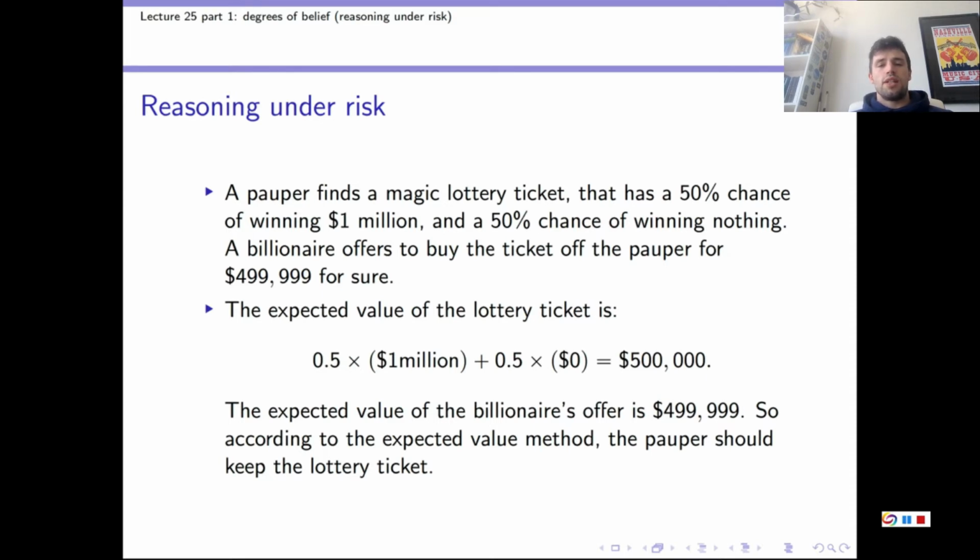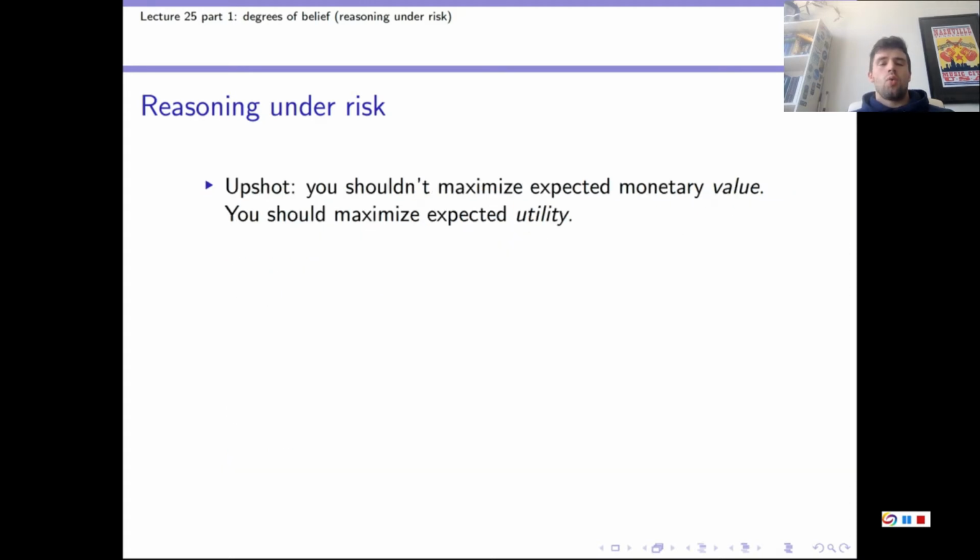Whereas the difference between $499,999 and $1 million is relatively small. You know, maybe they'd be going out and buying a second Tesla or something like that. So the point is that by keeping the lottery ticket, the pauper risks losing an awful lot against gaining relatively little. And so what Bernoulli argued is that people shouldn't be maximizing expected monetary value.